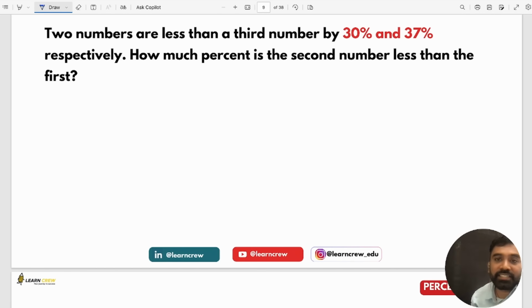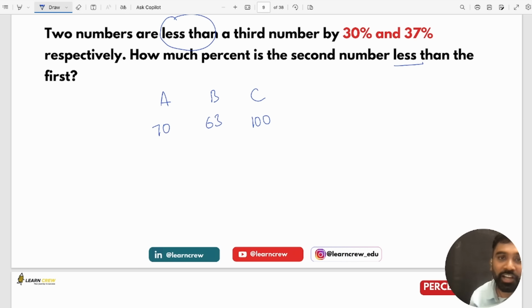Two numbers are less than the third number by 30% and 37%. By how much percent is the second number less than the first? Now they're asking less than the first. So how many numbers again? Three numbers: A, B, and C. Two numbers are less than the third number. So which is the reference here? C. That is nothing but 100. It is less than the third number by 30 and 37%. So A is 100 minus 30, that is 70. B is 100 minus 37, that is 63.